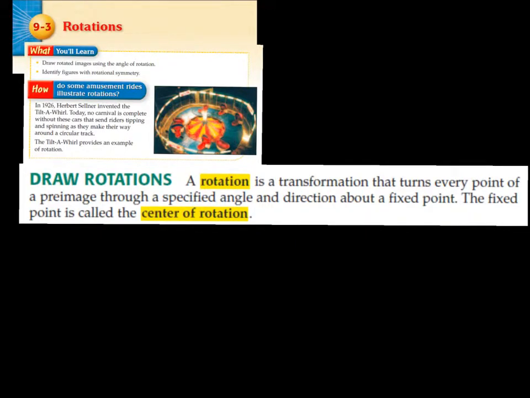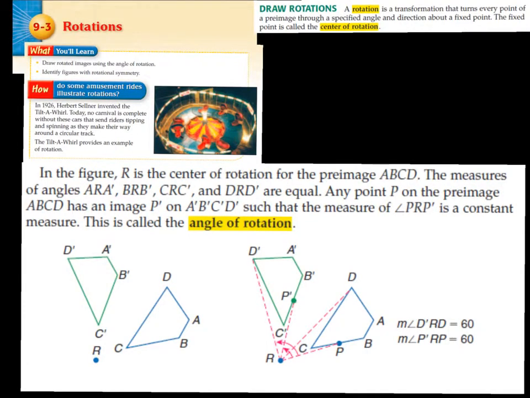A rotation is a transformation that turns every point of a preimage through a specified angle and direction about a fixed point. The fixed point is called the center of rotation. In the figure, R is the center of rotation for the preimage ABCD.